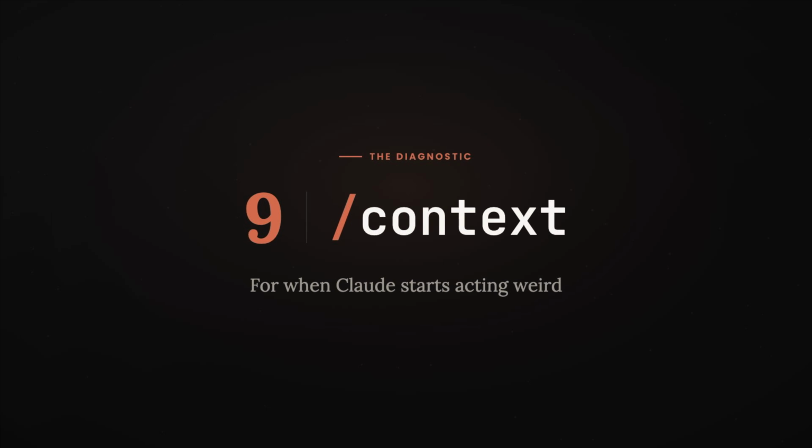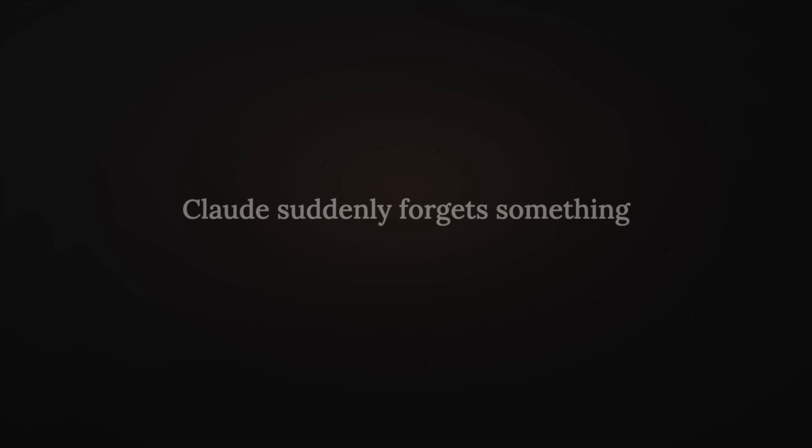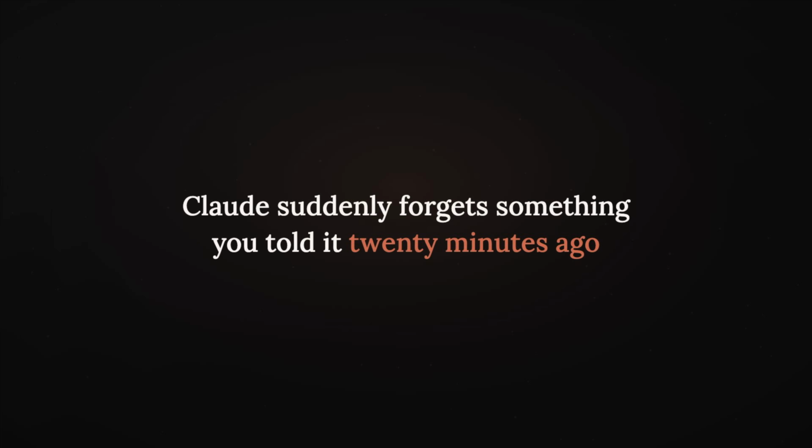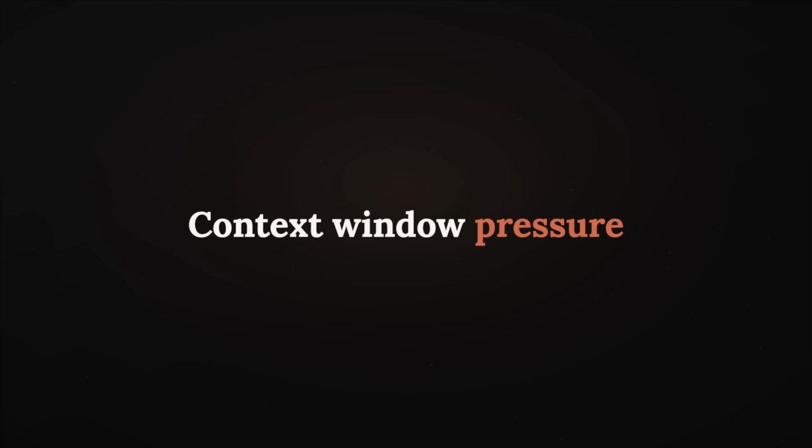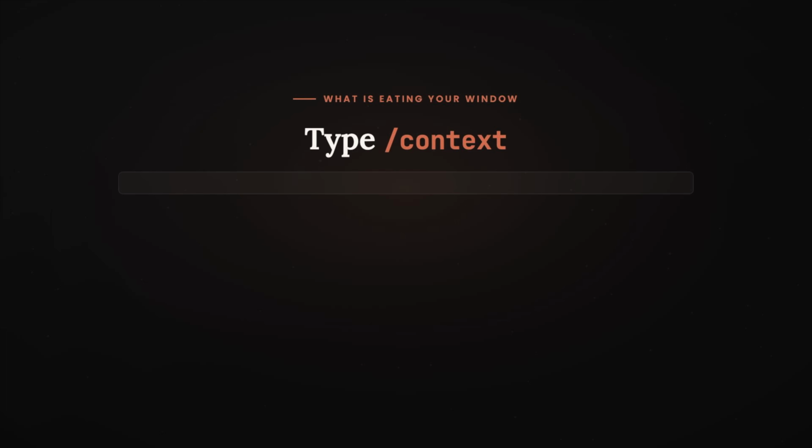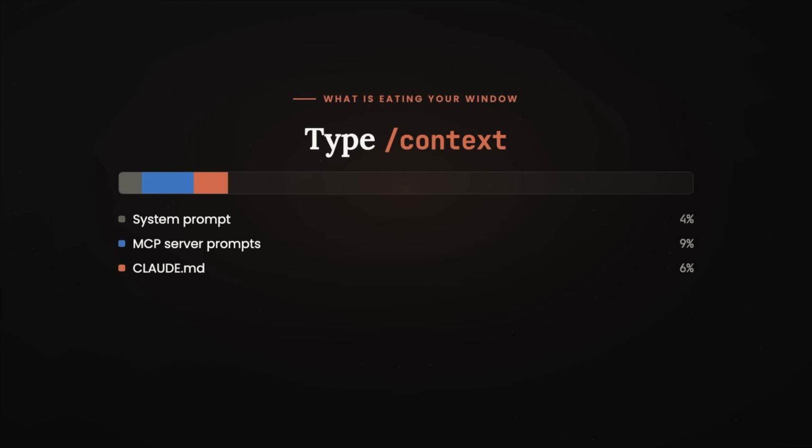Number 9 is /context, and this is your diagnostic tool for when Claude starts acting weird. If you ever had a session where Claude suddenly forgets things you told it 20 minutes ago, well, that's context window pressure. If you type /context, you'll see exactly what's consuming your tokens, whether this is system prompt size, MCP server prompts, your CLAUDE.md file, any loaded skills or agents, or your conversation history.